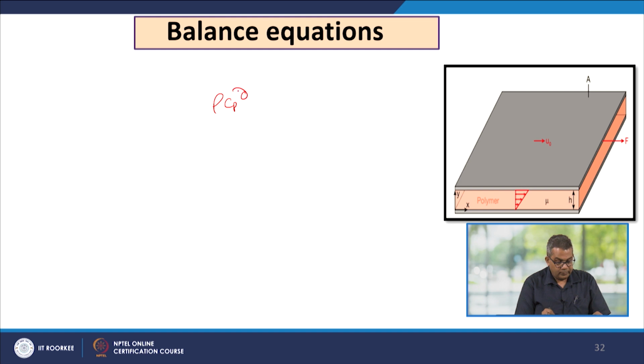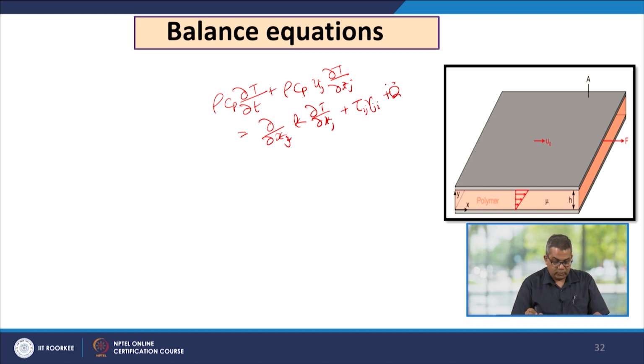rho Cp del T over del t plus rho Cp uj del T over del xj, which is equal to del over del xj (k del T over del xj) plus tau ij gamma ji plus q dot, or rho Cp DT over Dt is equal to k del squared T plus tau : gamma dot plus q.